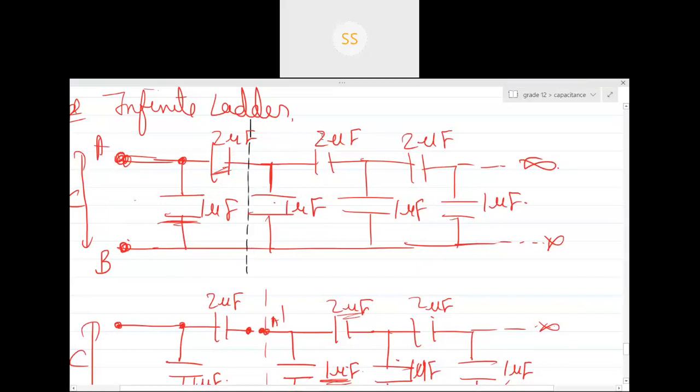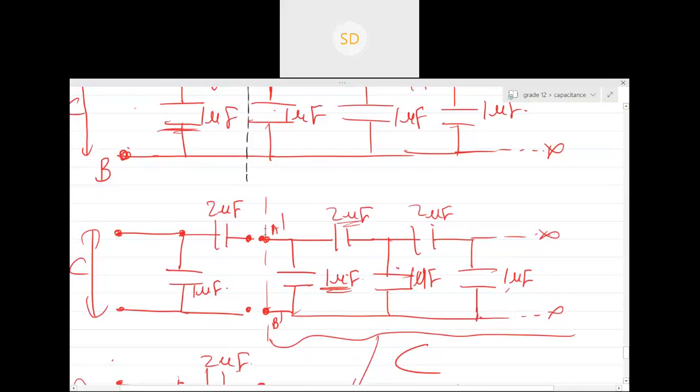Basically, I cut the circuit from this particular point. When I cut it from this particular point, the whole remaining thing was similar to the previous one, right? First you encounter 1 microfarad and then 2 microfarad, then 1, 2, 1, 2, and so on till infinity. So when you cut it from this particular point, I get the same circuit as it was in the previous case.